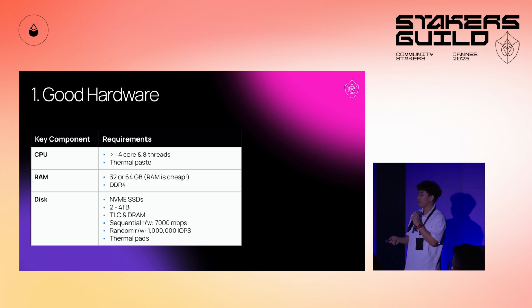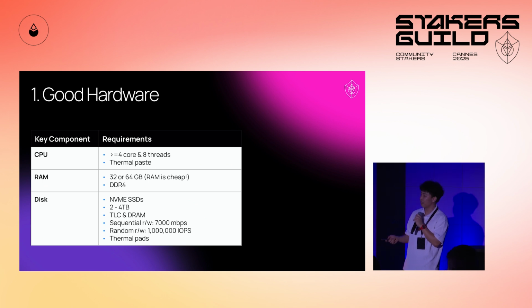For RAM, you want at least 32 GB, or even better, 64 GB. RAM is cheap. Upgrading from 32 to 64 maybe costs you less than 50 USD. Make sure it's at least DDR4. Actually, just go for DDR4. DDR5 provides no meaningful benefits, and it's more expensive.